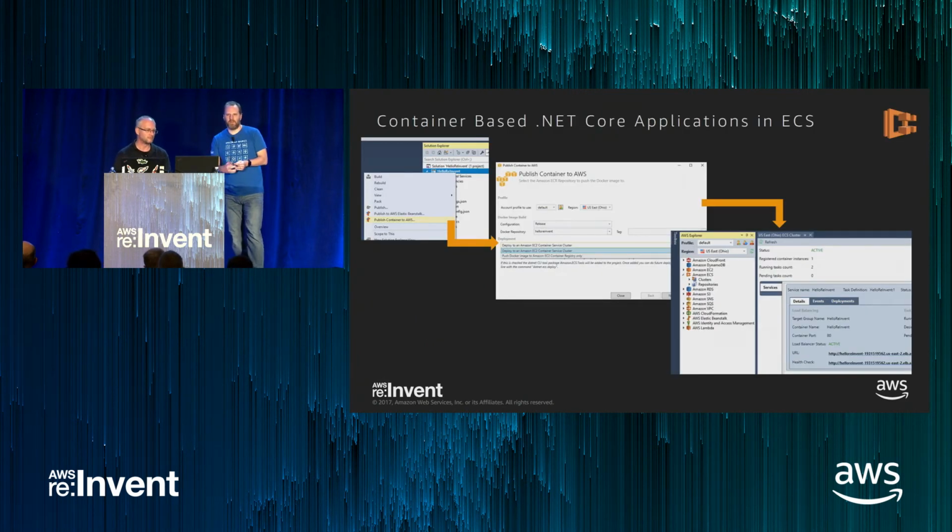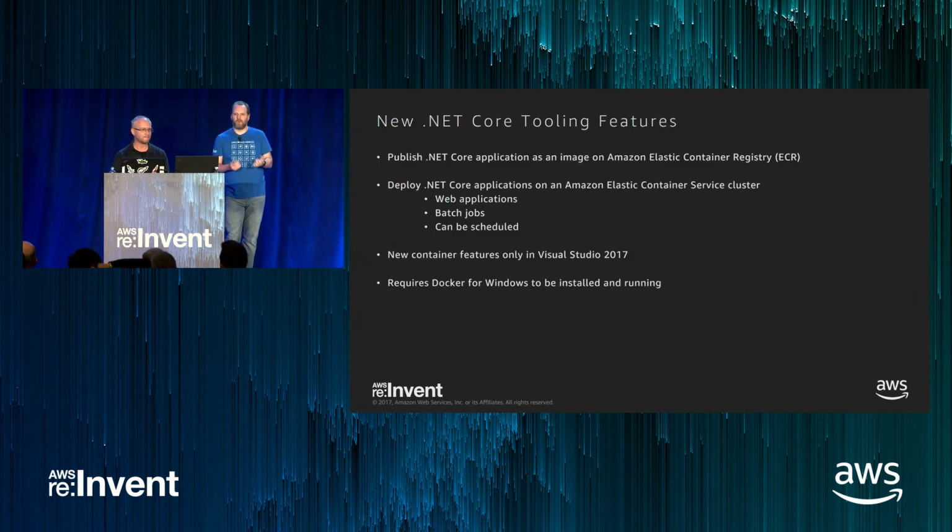OK, and then the third part of our trilogy, the container-based .NET Core applications in ECS. So this is the new tooling that we released just about an hour ago, I think it was, we got it out the door. So this is going to be allowing us to run .NET Core applications as container instances. And so in our first version of this tooling, what we're adding is the ability to publish .NET Core applications as Docker images to ECR, which you can then push to other services.